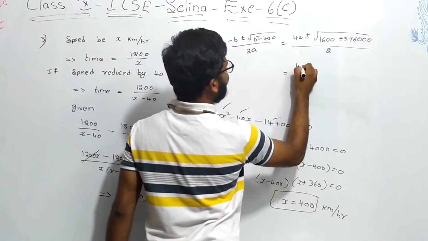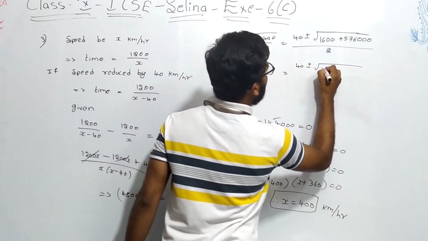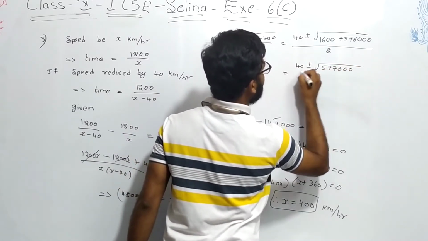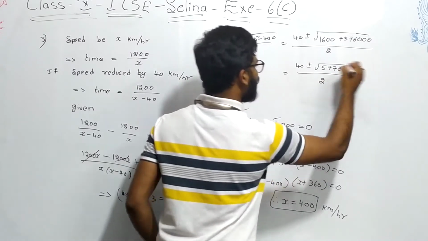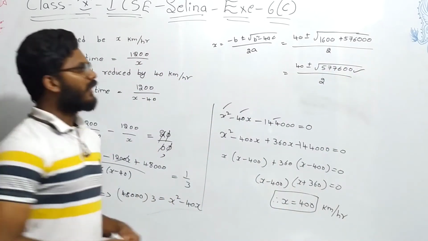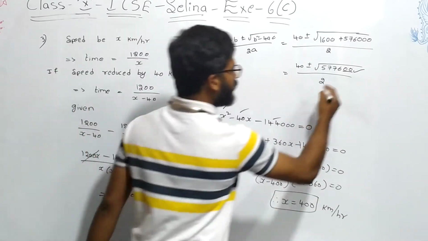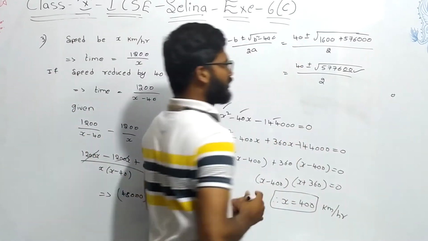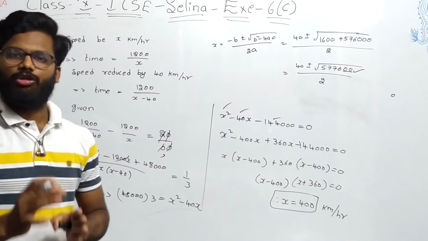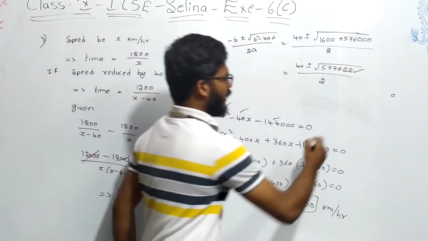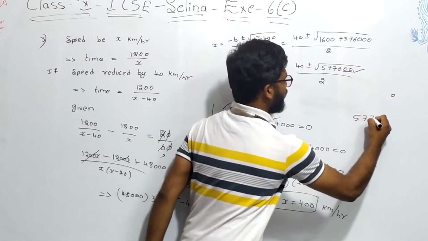So now it is equal to 40 plus or minus root of 577600 by 2. Now we have to find its root, right? So here there are two zeros. So we can get a perfect square nearly. So instead of two zeros we can write one zero. So 5776 we have to find the square root. So how to find its square root first? See here, 5776 I want.